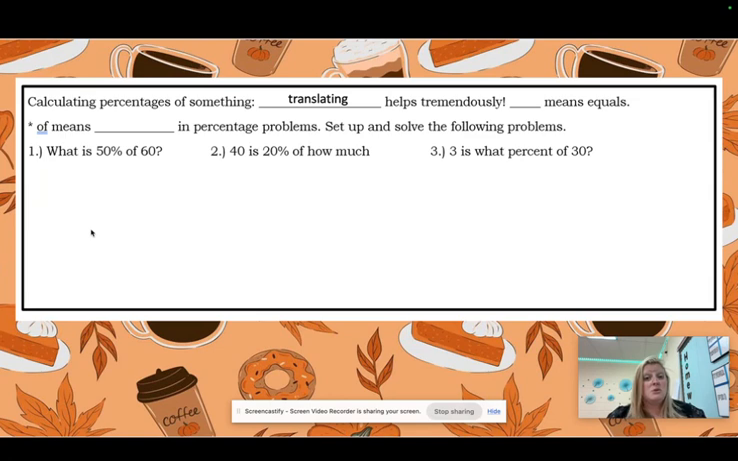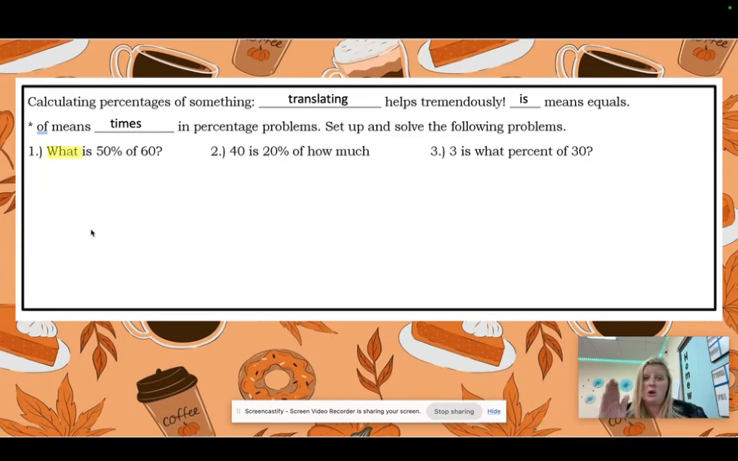So we're going to focus on 2 words for today. The first one is "is," and that means equals, like the actual equal sign. The next one is "of," which means times. So especially in percentage problems, you should be multiplying when you have percentages. So we're just going to practice translating these 3 problems and see how it goes.